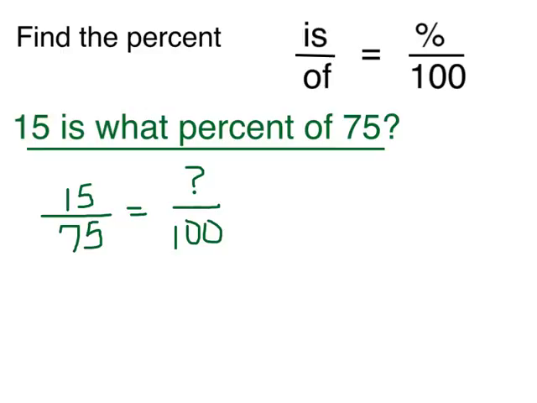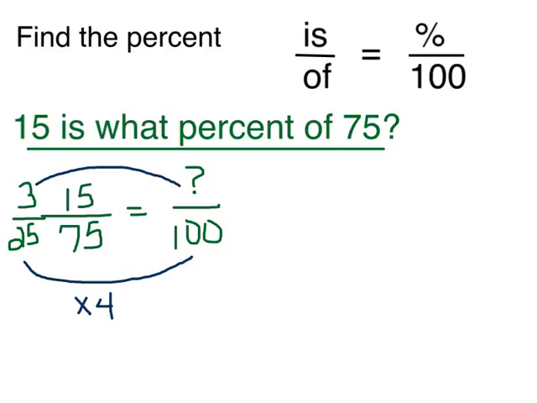I can look at this fraction and I can easily say that this can be simplified. They both end in 5, so I'm going to divide each by 5, and it simplifies to 3 over 25. Now I want to look to see how can 25 turn into 100. I multiply that by 4. 25 times 4 equals 100, so I'm going to do the same at the top, times 4. So 3 times 4 is 12. 12 over 100 is 12%.